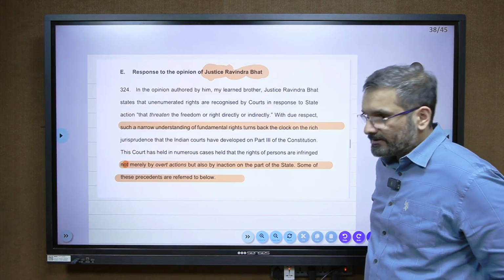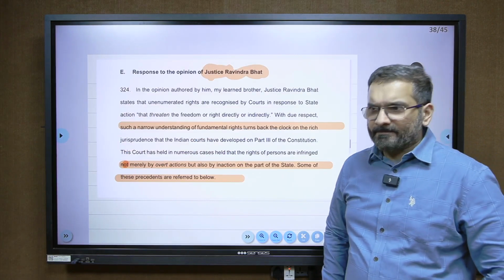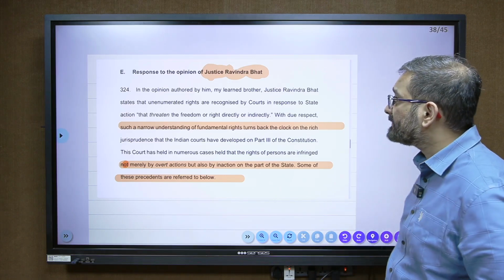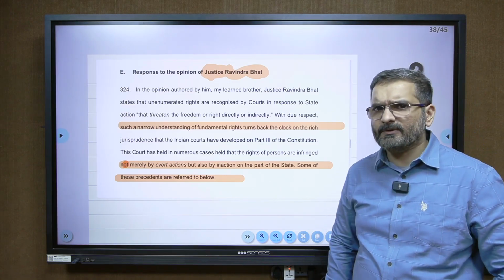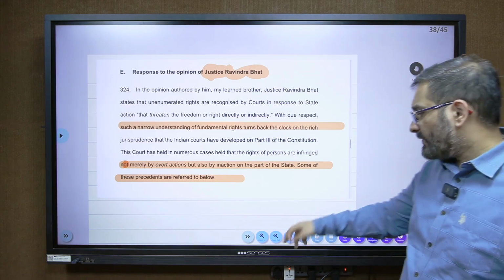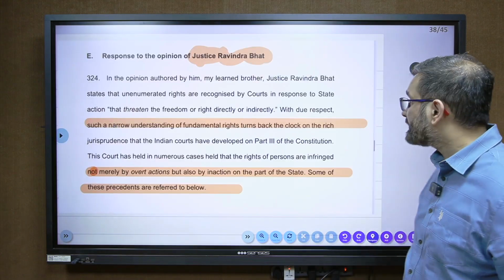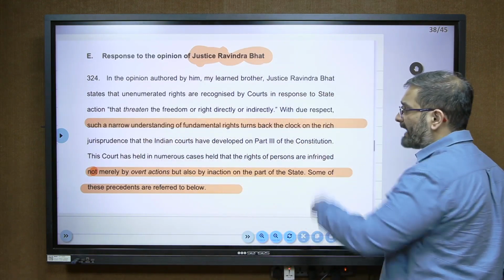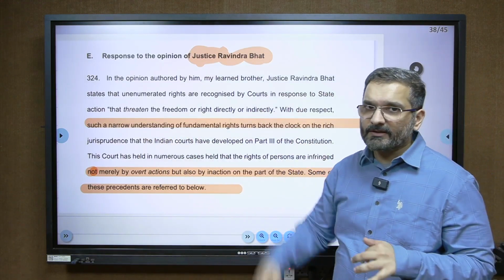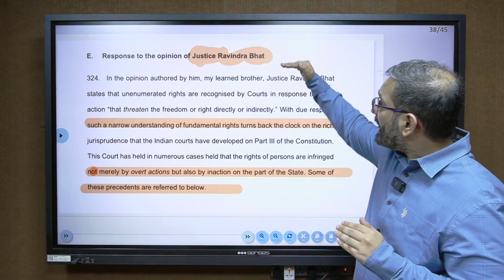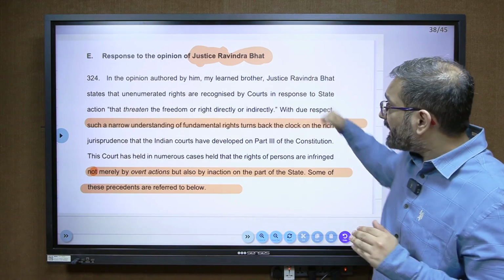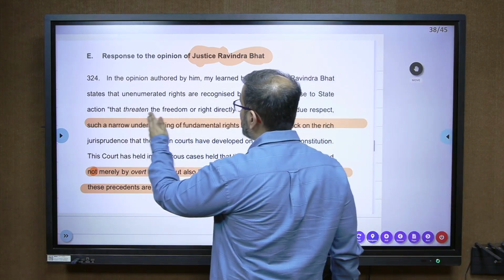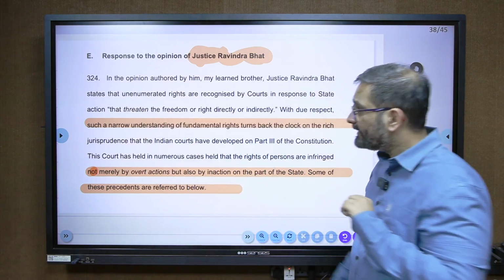Now the CJI, technically speaking, disagreed, not technically speaking, actually disagreed only with the opinion of Justice Ravindra Bhatt. This is the MCQ that CLAT can ask you, कि कौन से जज के साथ CJI ने बिल्कुल ही डिसएग्रीमेंट कर दिया. But with due respect, such a narrow understanding of fundamental rights turns back the clock on the rich jurisprudence that the Indian court has developed. तो यहाँ पे रविंद्र भट्ट जी ने क्या कहा है कि unenumerated rights are recognized by courts in response to state action that threaten the freedom or right directly or indirectly.